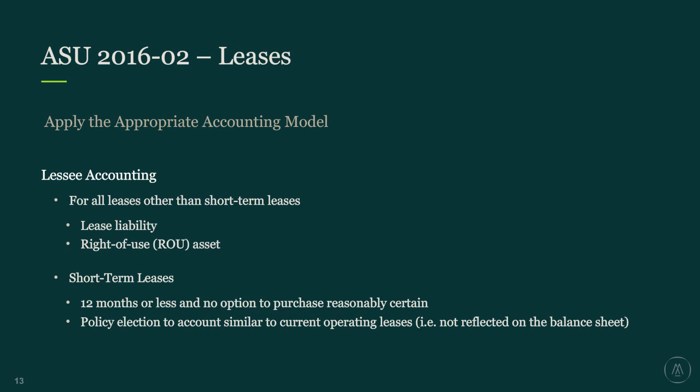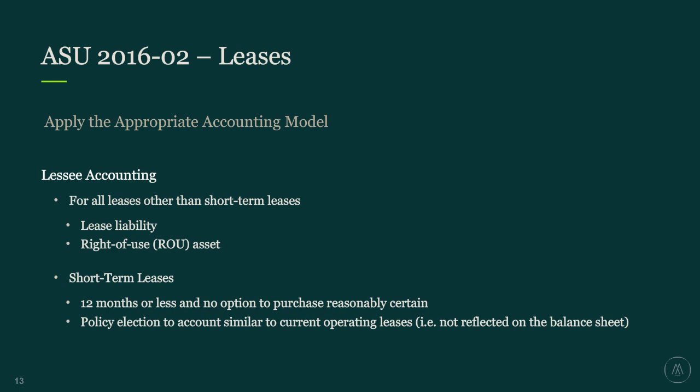So I think for the next step, once you figure out if you've got an operating or finance lease, is to apply the appropriate accounting model, and we're going to go through that in a second. For all leases, whether they're operating or finance, we're going to record the lease liability, and we're going to record a right of use asset, which is a new asset that we had not previously recorded.